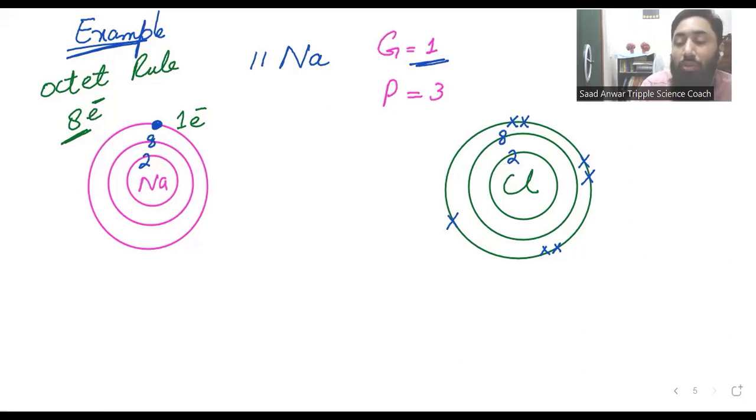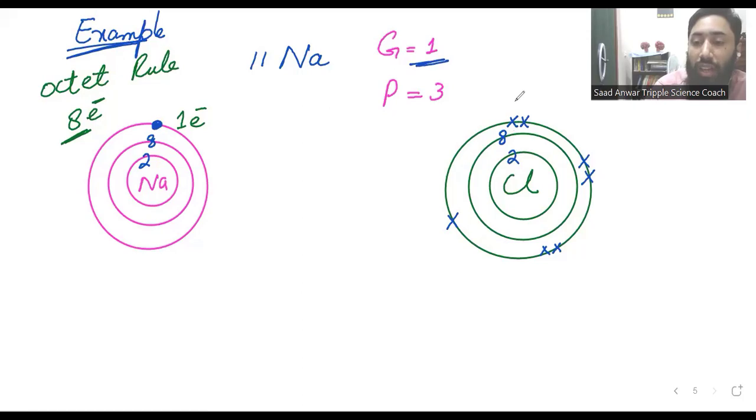So what do you say about chlorine? The outer shell of chlorine has 7 electrons. Is chlorine stable or not? What do you say? Mas good, Vishan good, Siri Ram good, Alina good.